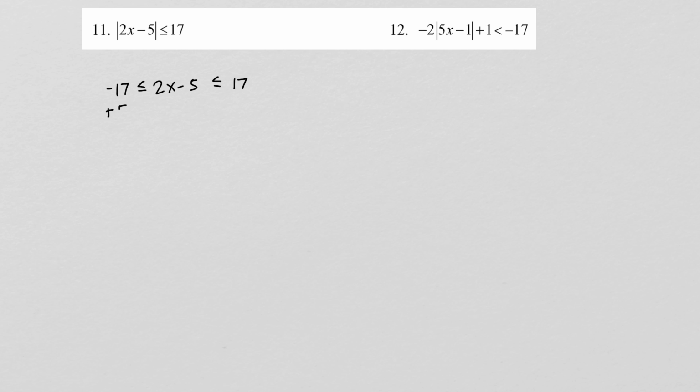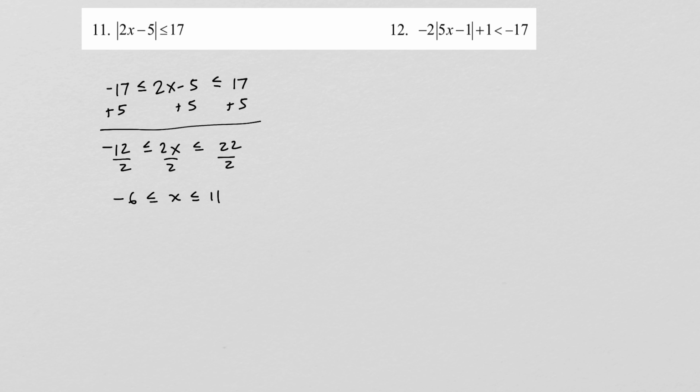But now to solve it, we're just going to add 5 to everything. And that gives us negative 12 less than or equal to 2x less than or equal to 22. And then I'll divide everything by 2. And that gives us negative 6 less than or equal to x less than or equal to 11, which on a number line means that you need all of the values of x that are in between those two numbers. And so in interval notation, it is all the numbers between negative 6 and positive 11.